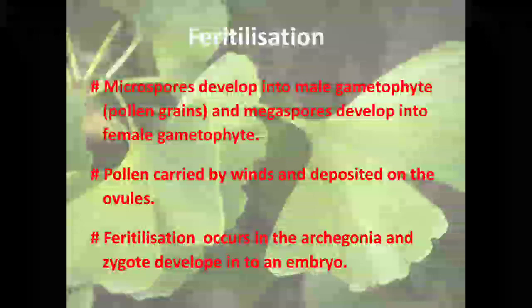Pollen is carried by the wind. So wind pollination occurs in the gymnospermic plant, and the pollen is deposited on the ovules. Ovules are found in the female gametophytes. Fertilization occurs in the archegonia. So fertilization is an internal type, in the archegonia, in the female reproductive organ, and the zygote develops into the embryo.